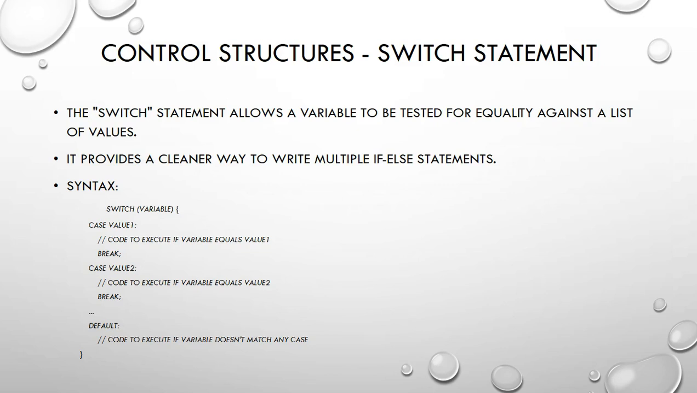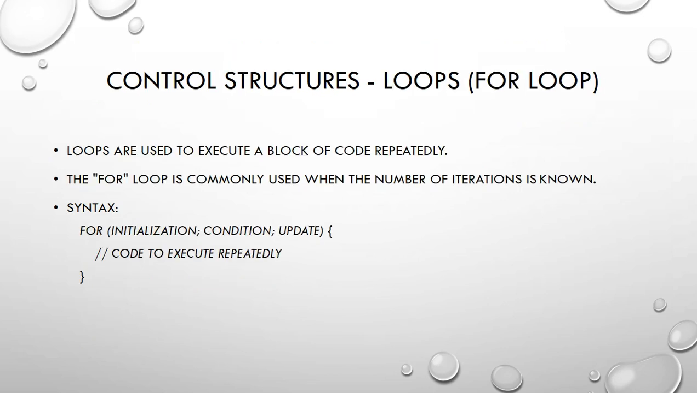So if a condition is met, it will provide a certain output, and if not, down there in default you'll see the code to execute if the variable does not match any case. So there's a different code, another output, which will be seen if none of the conditions are met.